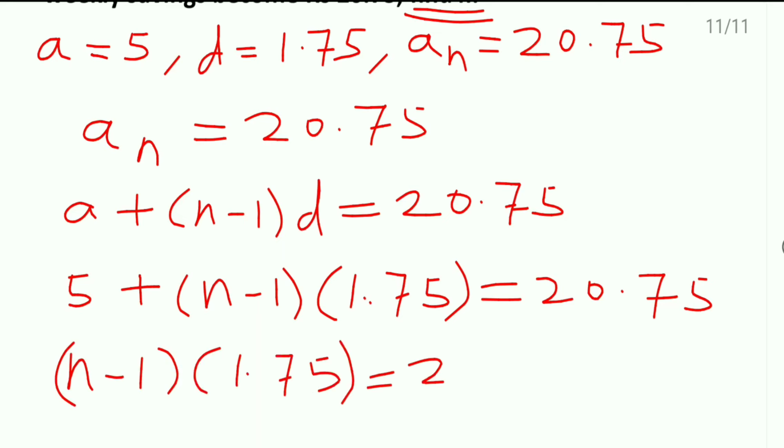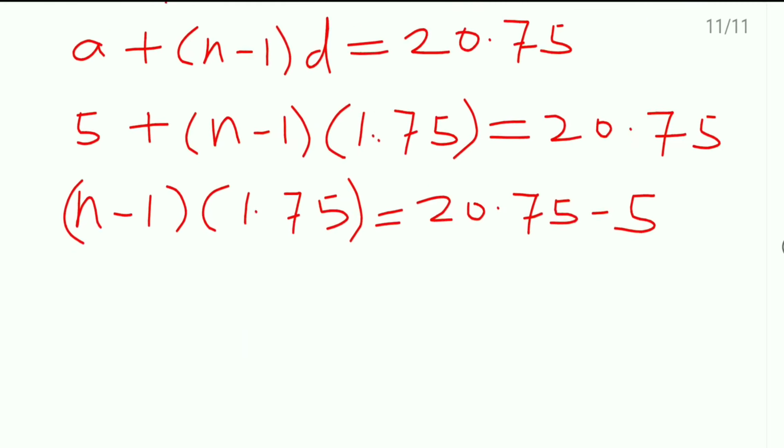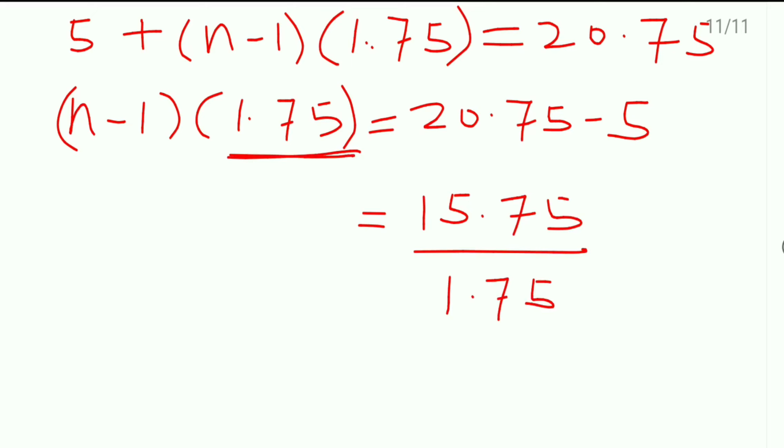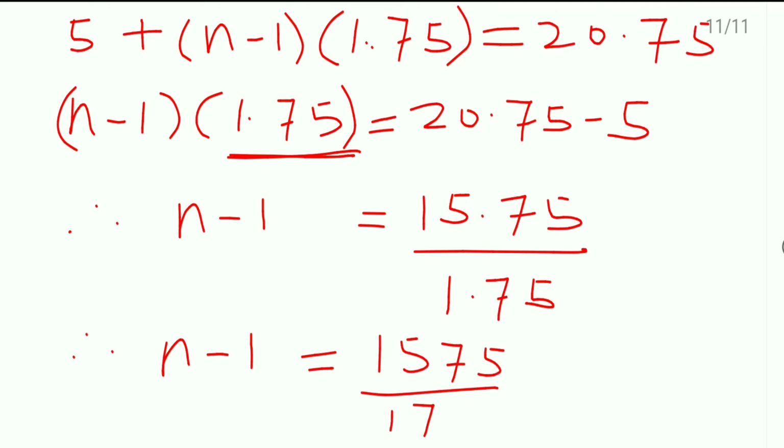So here 20.75 minus 5. After doing the subtraction, we are getting here 15.75. This 1.75, which is multiplying here, it will come down to divide. Only n minus 1 is left this side. Now n minus 1 is equal to, I will just remove the decimal places, so 15.75 divided by 175, correct?